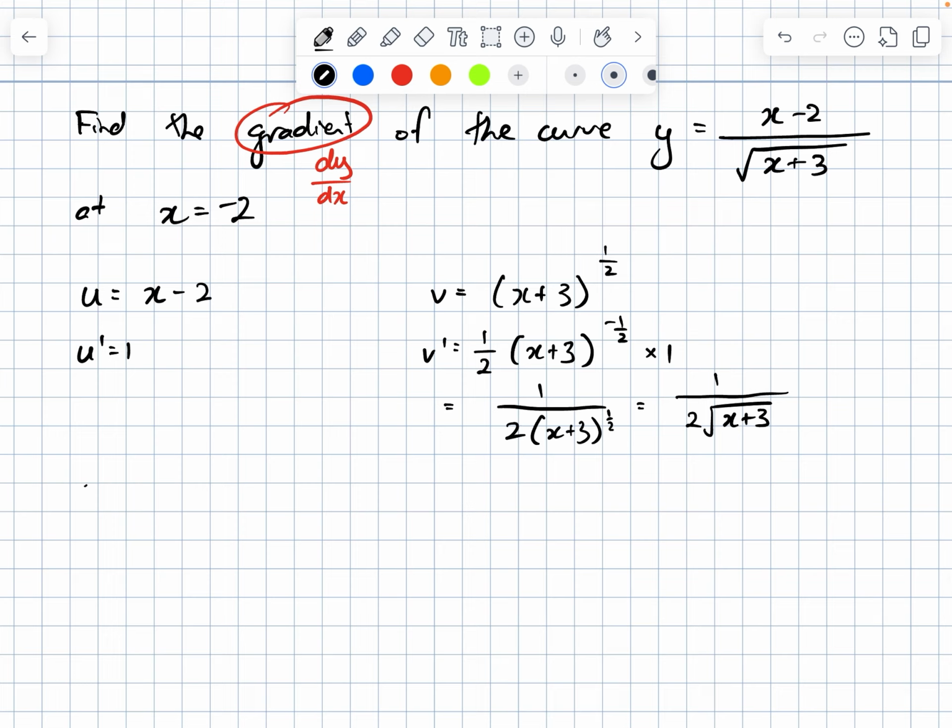Using the quotient rule now, dy dx equals u dash times v, so that's 1 times x plus 3 to the power of a half, minus u times v dash. When you times x minus 2 to v dash, the x minus 2 will just go to the top of the fraction, and 2 square root x plus 3 to the bottom, all over v squared. Now, since v is a square root function, when you square it, you just get rid of the square root and you're left with x plus 3.